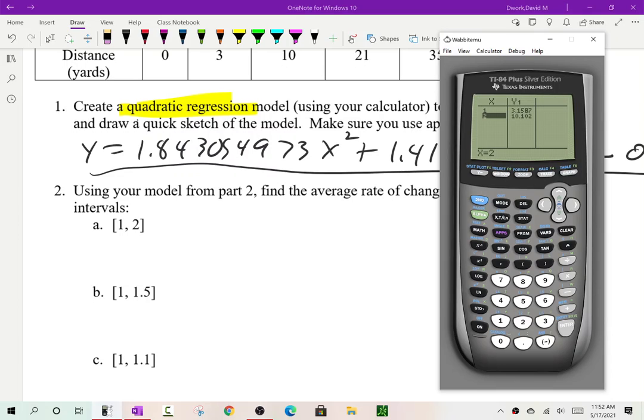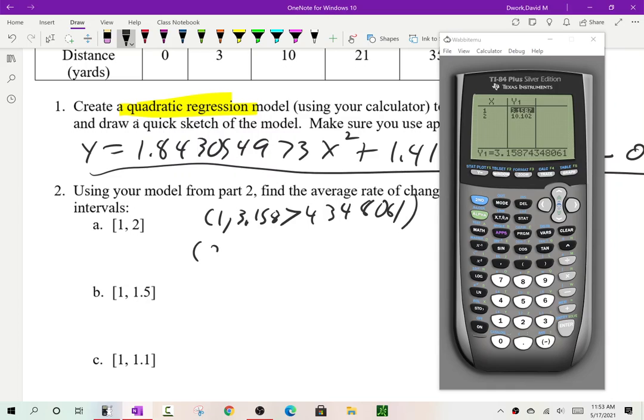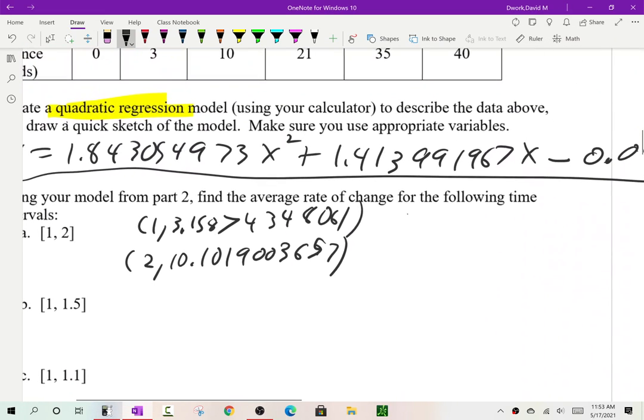So now for finding my average rates of change, I kind of have some ordered pairs. I know when I plug in 1, I get out 3.1587. Please note, these are very rounded numbers. This is not exact. And if I go up and actually put my little black box around this, I get a lot more decimal places of accuracy. So I can see this is 3.158743488061. And when I sub in 2, I get 10.1019003657. Yay, data. This is not pretty, but that's okay.